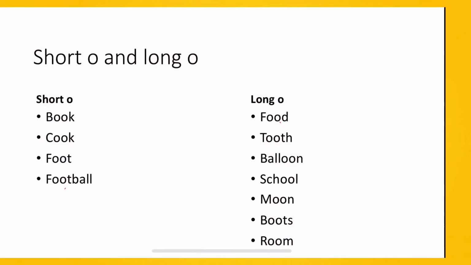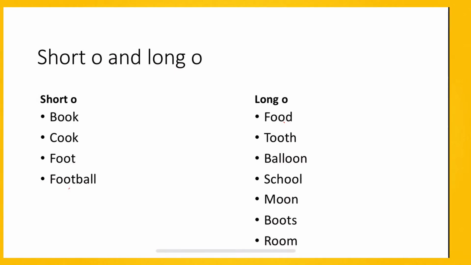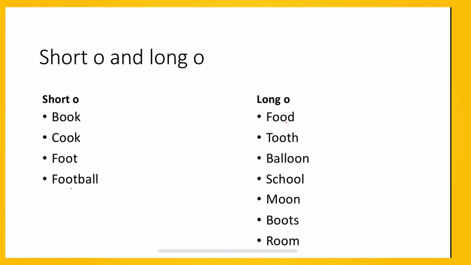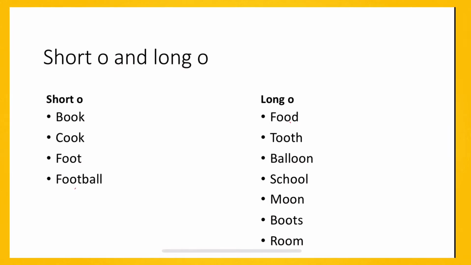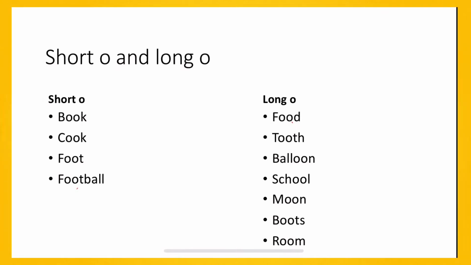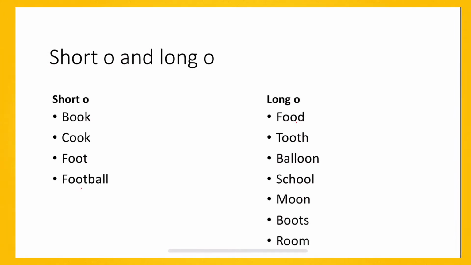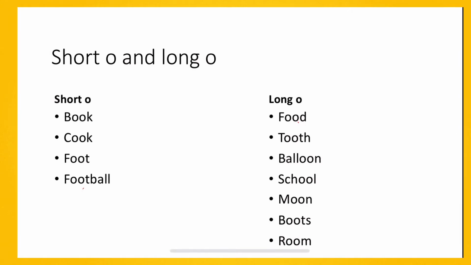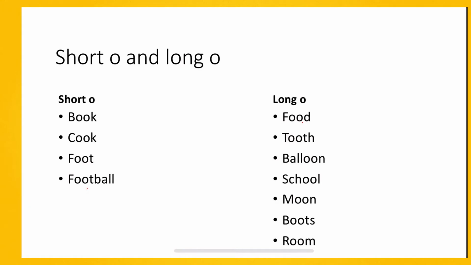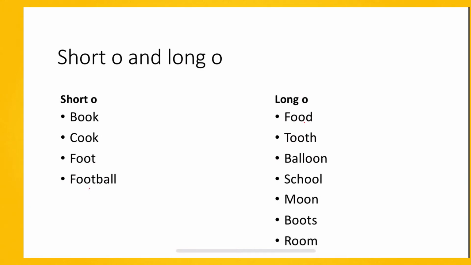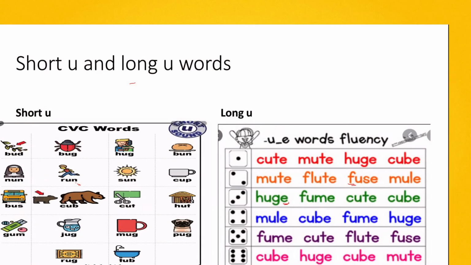Short O and long O. Short O makes the sound u, like book, cook, foot, football, fox. And long O makes the sound oo: food, tooth, balloon, school, moon, boots, room.